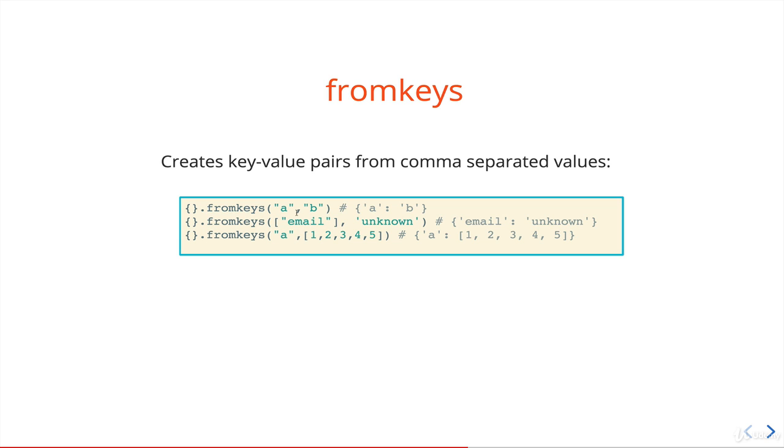And we call .fromkeys. What we do is we pass in, let's take a look at this second example first, an iterable collection. So here's a list with a string email, and then a value. And in this example, the value is unknown, a string. And it will go through this iterable collection and assign each item to a key with the value unknown. So we end up with email unknown in a new dictionary. Same thing here. If we just have the string A as the first thing we pass in, and then in a list, 1, 2, 3, 4, 5, it will make a new dictionary with A set to 1, 2, 3, 4, 5.